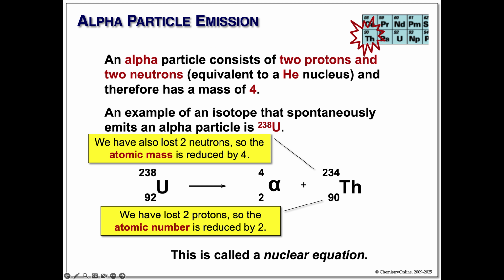This is called a nuclear equation. A nuclear equation doesn't balance the way a chemical equation does. But if you note, the mass numbers must add up the same on both sides. The atomic numbers must be the same on both sides. Any questions?